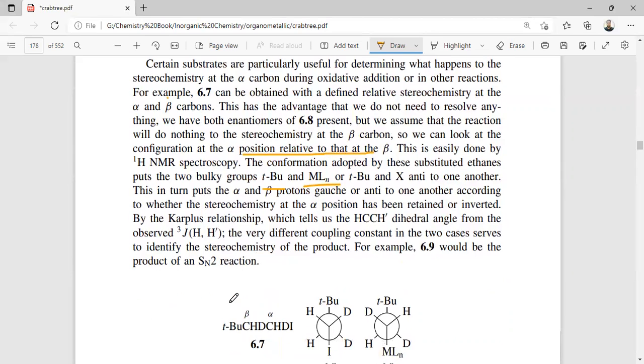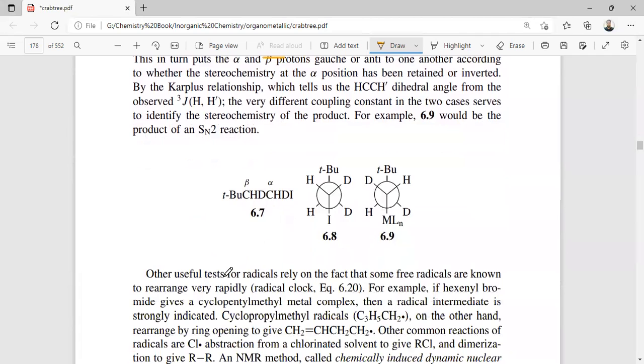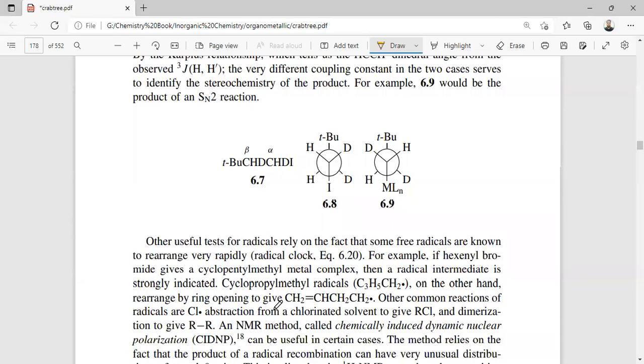For example, in iron chemistry, the product is equal to X. Another useful test for the radical relies on the fact that some free radicals are known to rearrange very rapidly. So for example, hexenyl bromide gives the cyclopentylmethyl metal complex, and then a radical intermediate is strongly indicated. Cyclopropylmethyl radicals, on the other hand, undergo ring opening to give this radical. Another common reaction of the radical is Cl abstraction from the coordinated solvent to give RCl. The other is to give the R-R bond.